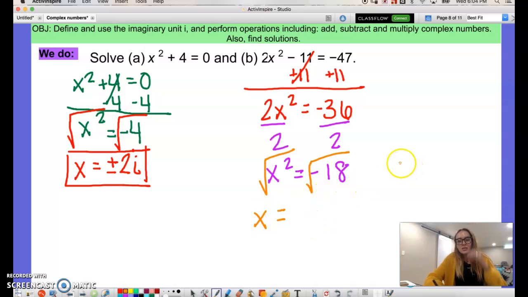But then we have to simplify this radical. And again, we have an i out here, and then we'll have 9 times 2. And the square root of 9 is 3. So we have plus or minus 3i square root of 2.